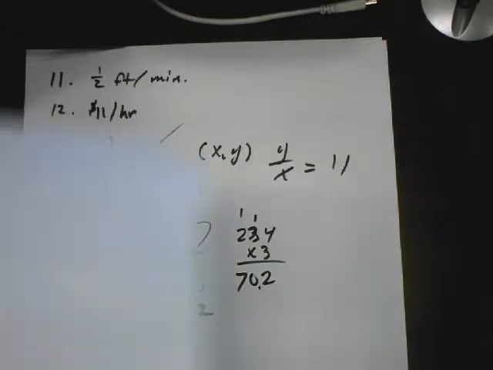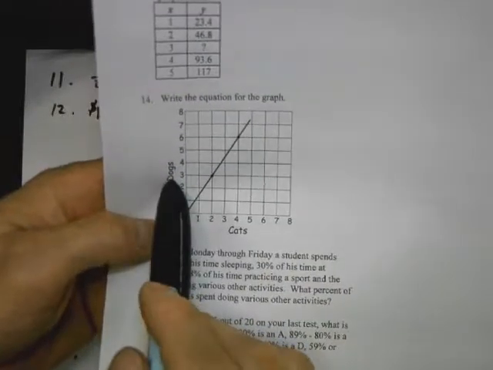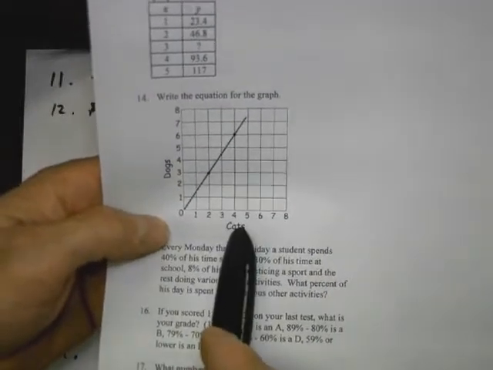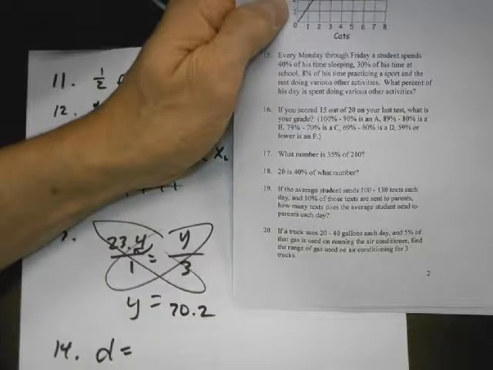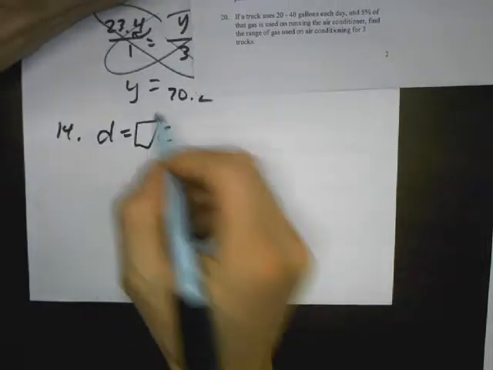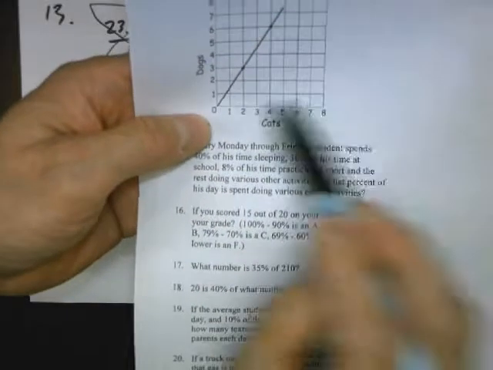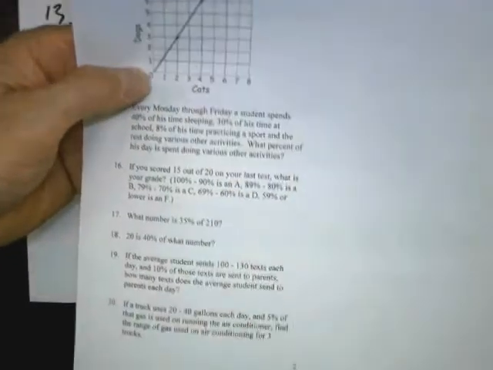14, write the equation. This is a straight line that goes to the origin. Equation's always the same. This equals rate times this, right? This equals rate times this. So this is dog, so I'll say D. D equals rate times cats, or rate times C. So all we got to do is find the rate. Okay, so this one equals rate times this one.